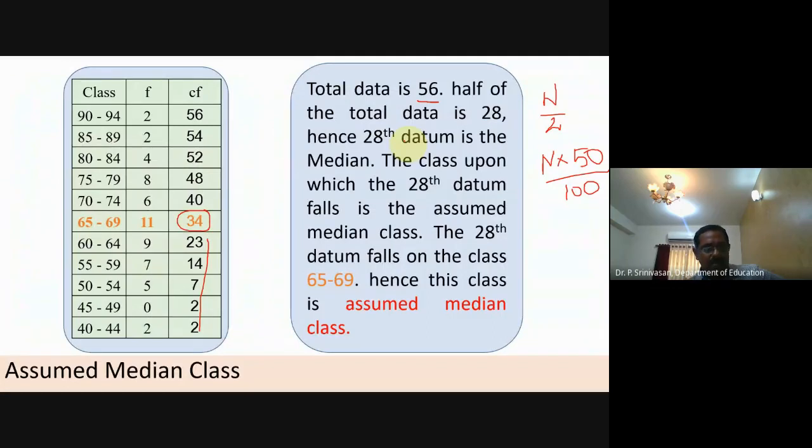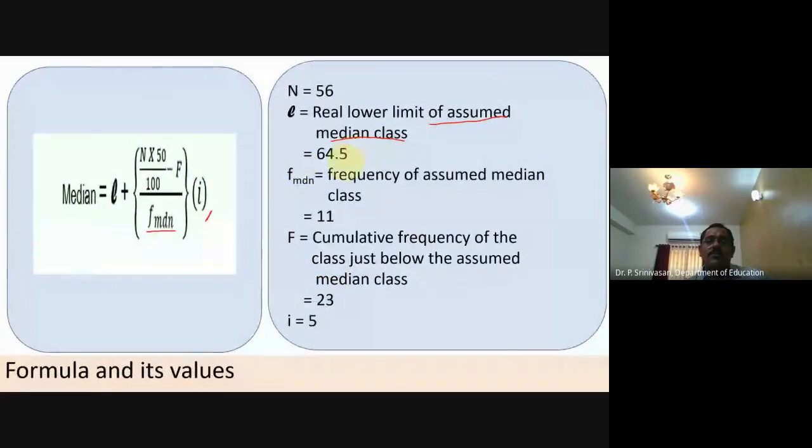It is 65 to 69. That is the assumed median class. What is the lower limit of it? 65 minus 0.5 is 64.5. That is the lower limit. That's what we have written here. So the real lower limit of the assumed median class is 64.5.